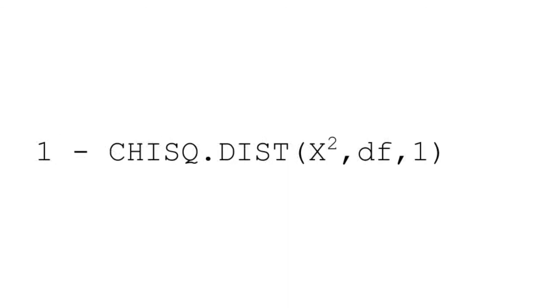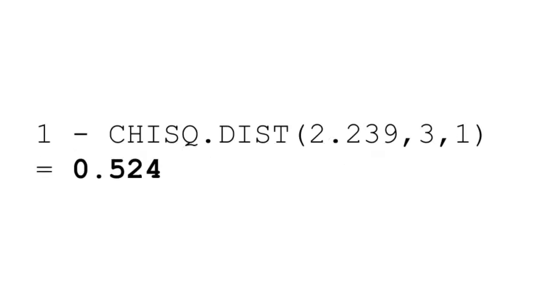To do so, we can again use a function offered by Excel or any other spreadsheet software. The function we will use this time is called chi_sq.dist, and it takes 3 arguments. The first one is the value of our test statistic, the second one is the number of degrees of freedom, and the third one is set to 1. To get the actual p-value, we have to subtract the value we obtain from this function from 1. In our case, we get the p-value of 0.524.